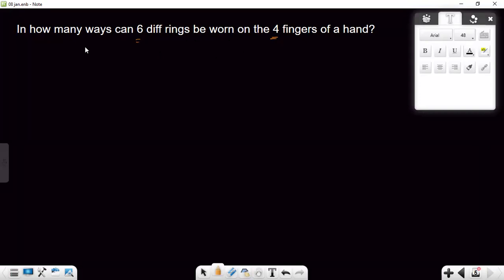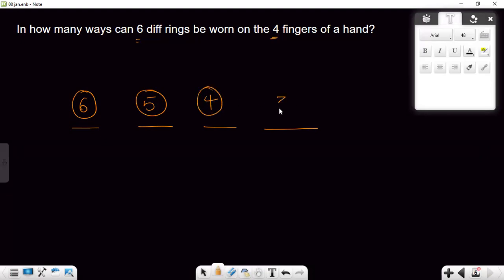Anyways, we're talking about a person who wears lots of rings, and he has, unfortunately, only 4 fingers on his hand. So he's going to use 4 fingers only, not the thumb. We have to tell in how many different ways he can wear those 6 different rings. How many places need to be filled? First finger, second finger, third finger, fourth finger. How many choices for the first finger? 6 choices. How many choices for the second? 5 choices. 4 choices. 3 choices.